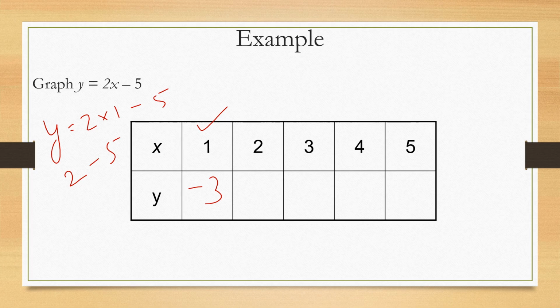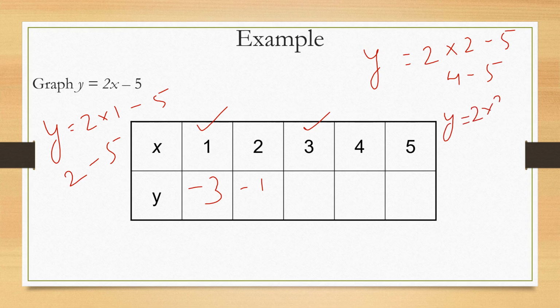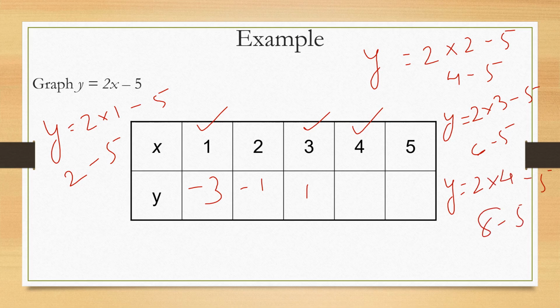If you substitute 2, you will get y equals 2 into 2 minus 5, 4 minus 5, yes, it is minus 1. Third value, substitute 3. y equals 2 into 3 minus 5, 6 minus 5 gives you 1. Now substitute 4. y equals 2 into 4 minus 5, 8 minus 5 gives you 3. And the last value, 2 into 5 minus 5, 10 minus 5 gives you 5.